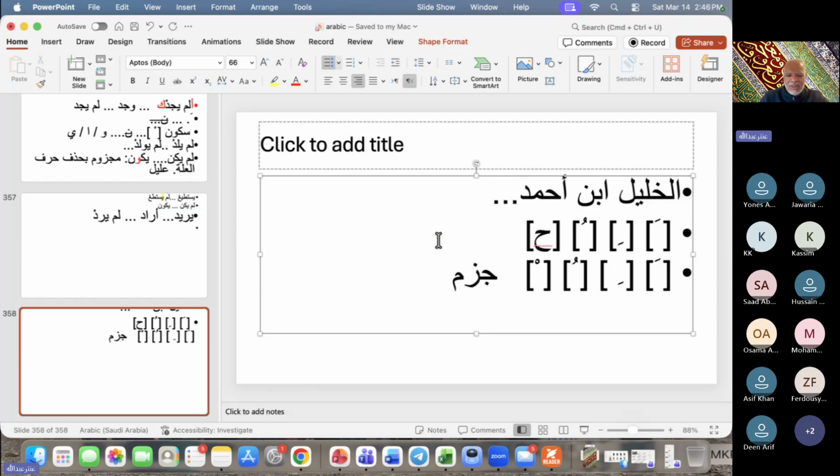His student is Sibawayh, who was Persian. So he wasn't an Arab, but he is the one who carried the science, the knowledge of Al-Khalil ibn Ahmad, and he started dedicating a book. He always would say, our teacher Khalil said this, and I say this, and my commentary is that. But he died before he finished the book.